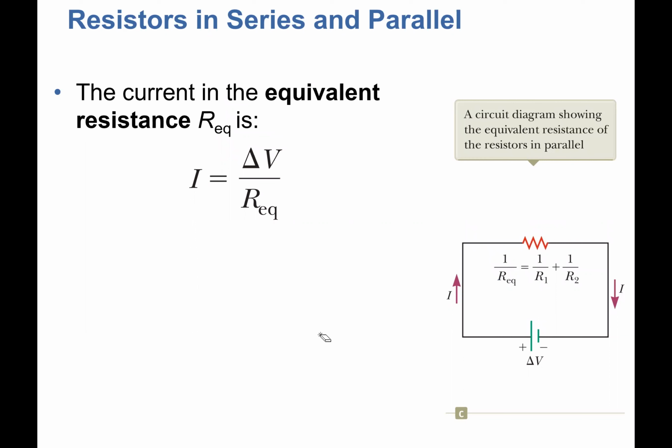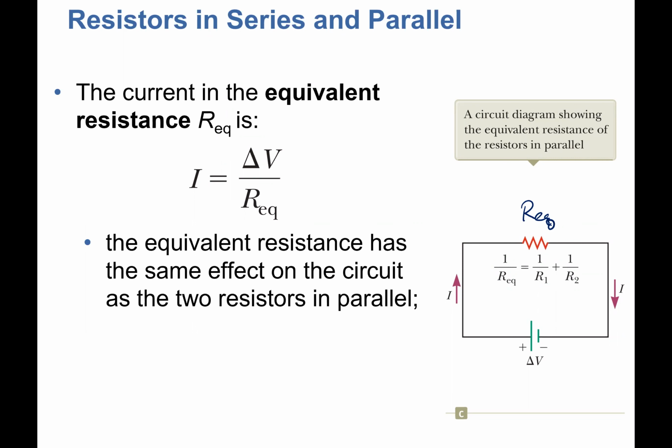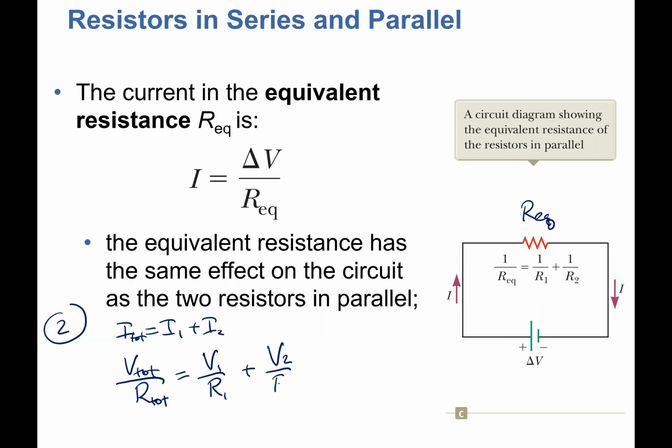So how about the equivalent? Well, I can again combine them into a single resistor, and that single resistor has an equivalent resistance R equivalent. How do I calculate that? Well, I remember this equation: I equals I1 plus I2, which was condition 2. I is the total, so this equals V total over R total. Then I1 is V1 over R1, and I2 is V2 over R2, basically rearranging the equation into that form.